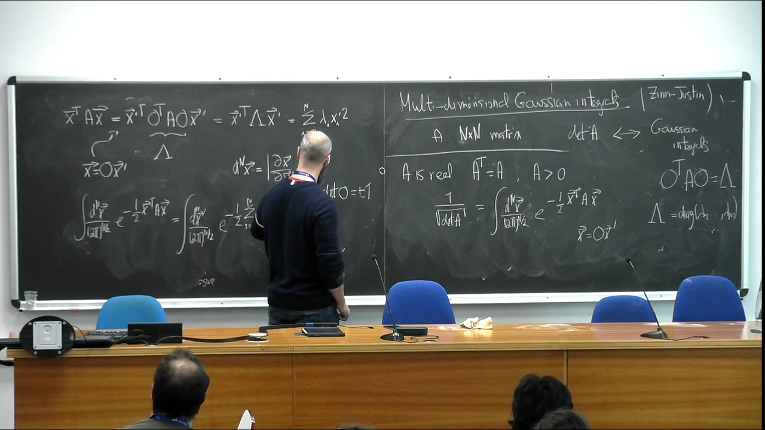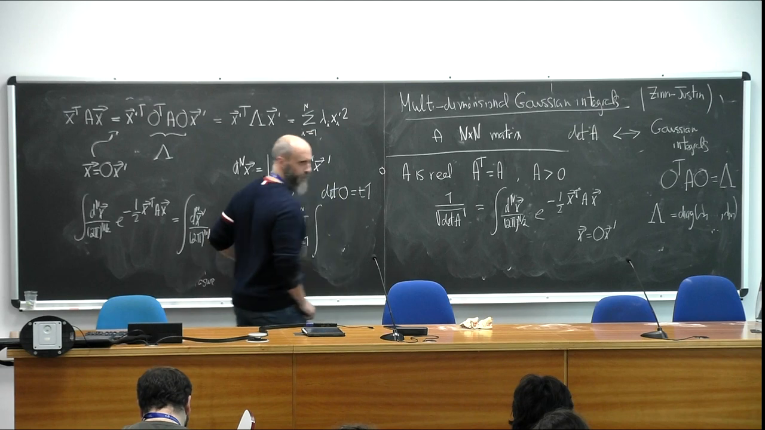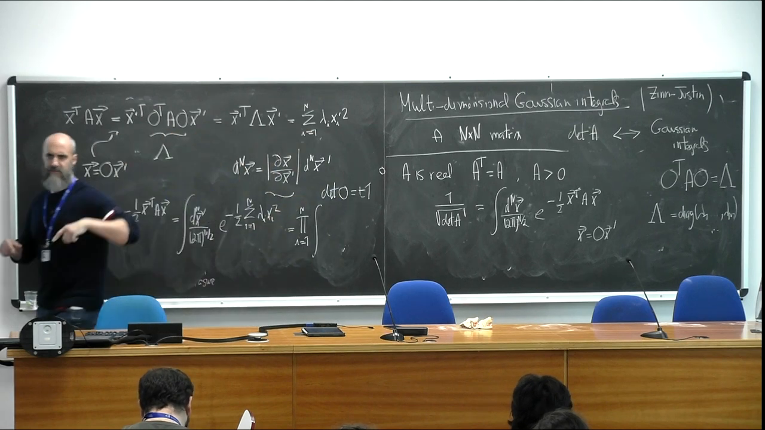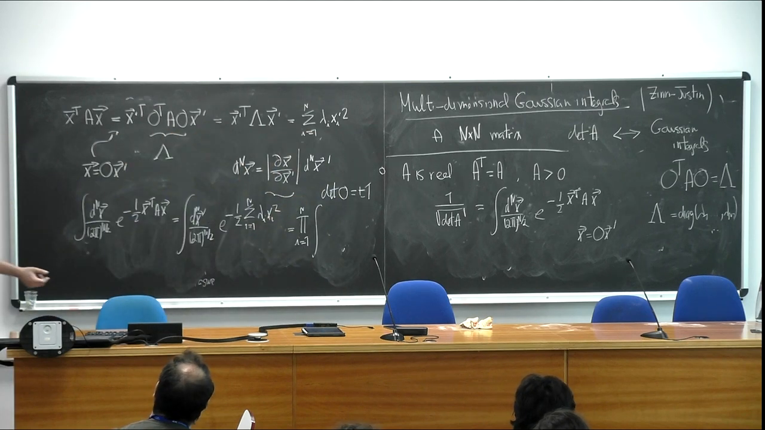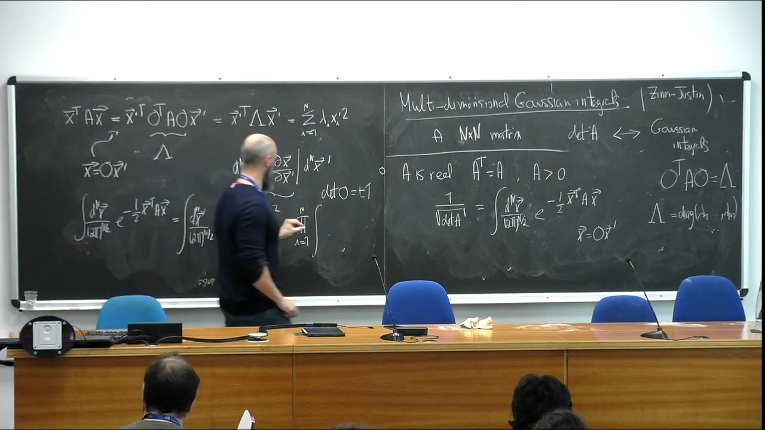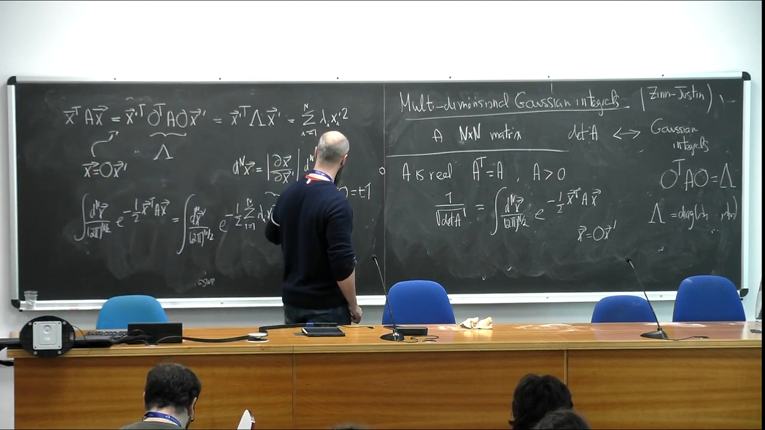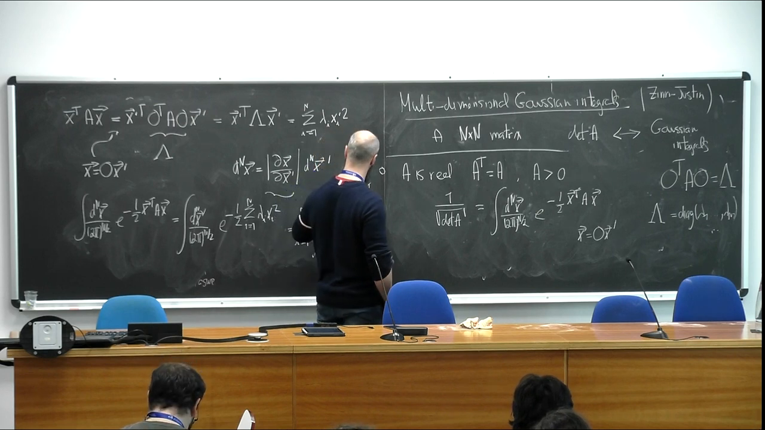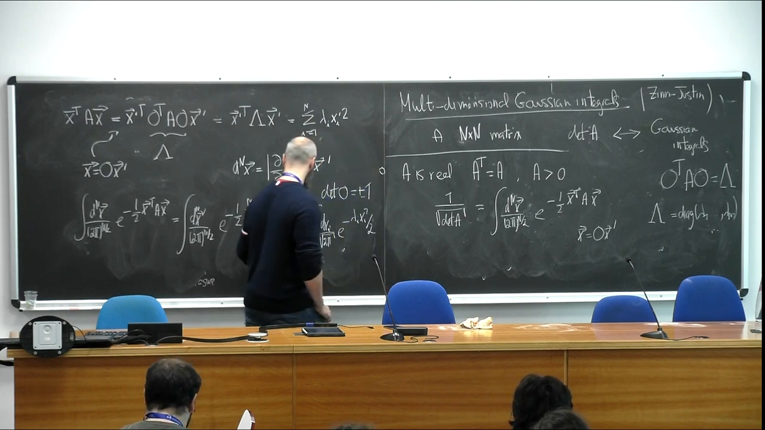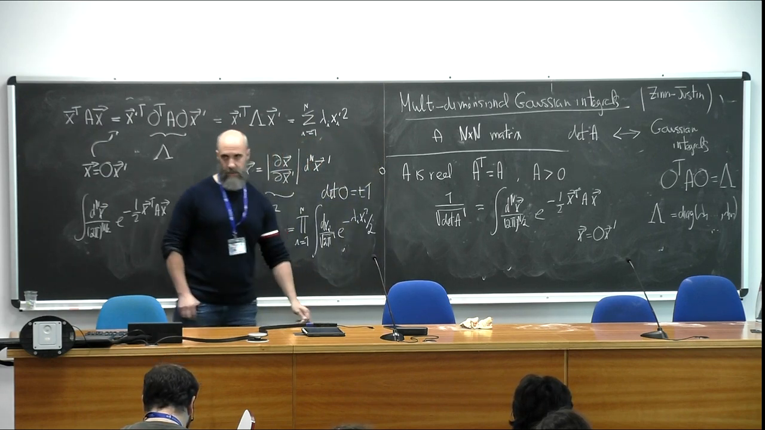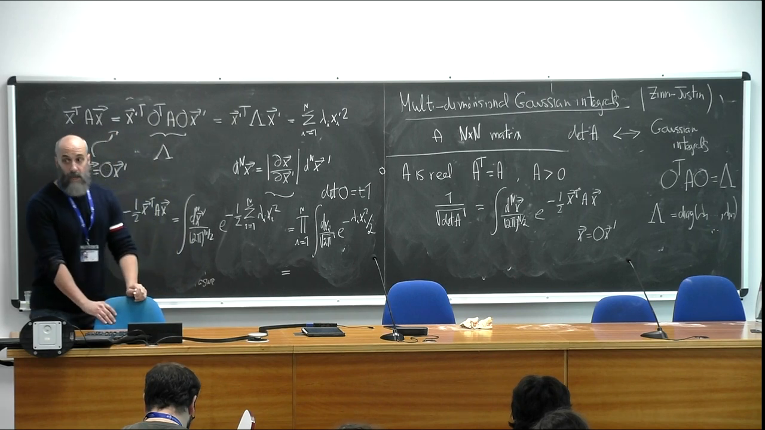I can write this as the product over i from 1 to n of the integral, I'm not putting the limits, I'm assuming it's from minus infinity to infinity, sorry about that, of dx_i divided by the square root of 2 pi, the exponential of minus lambda_i x_i squared divided by 2. And this is equal to what?